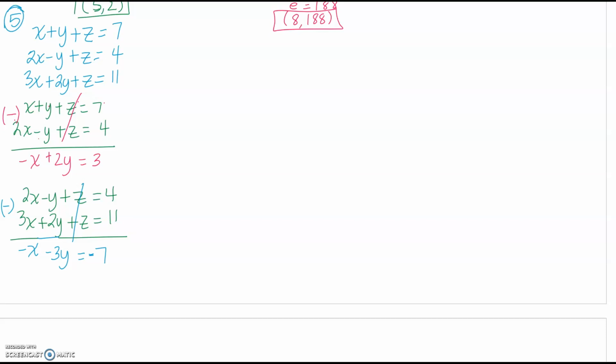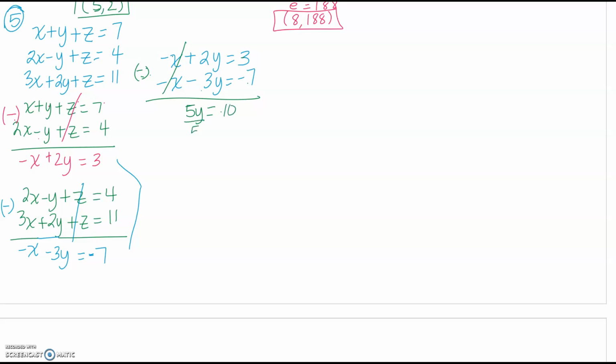Now I'm going to take these 2 equations right here, and I'm going to eliminate x. To eliminate x, I have the same sign and the same coefficient. I'm going to subtract again. Negative 1 minus a negative 1 means negative 1 plus 1. That's gone. 2 minus a negative 3y is a 5y. Equals 3 minus negative 7, which is 3 plus 7, or 10. So now we know that y equals 2.